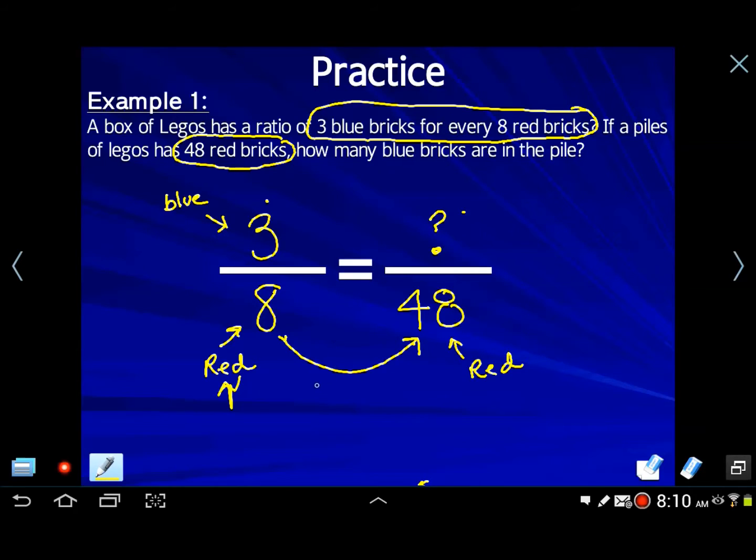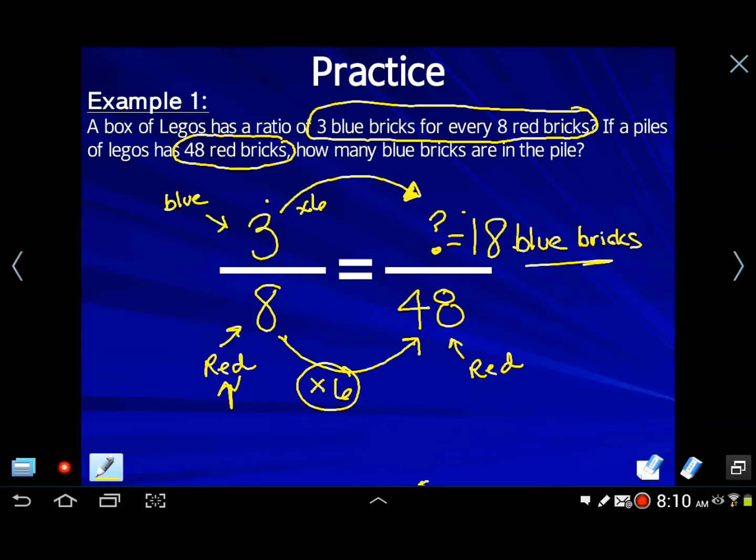Well, it's pretty simple. 8 times 6 is 48. So there's our multiplying factor. So what you're going to do up here is multiply 3 by the same exact number, which is going to be 6. So 3 times 6 is 18. There's the number of blue bricks. So 18 blue bricks. And that does it.